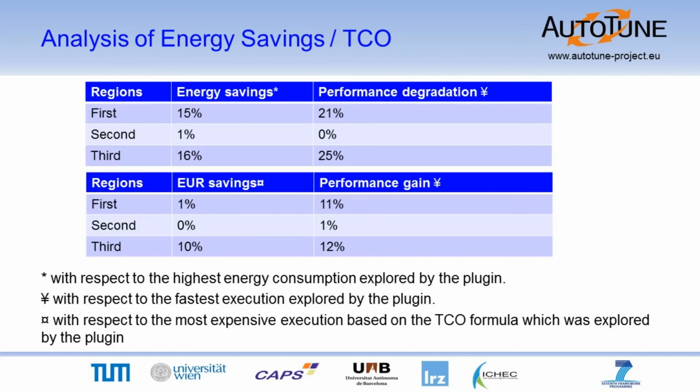Performance degradation may be high in the case of energy consumption. For example, in one region, it was up to 25%. Therefore, it is recommended to check the total cost of ownership, which is shown on the 2nd table. In this case, savings of up to 10% of the total cost are possible, achieving a 12% performance gain. This shows that the right choice of metric matters.